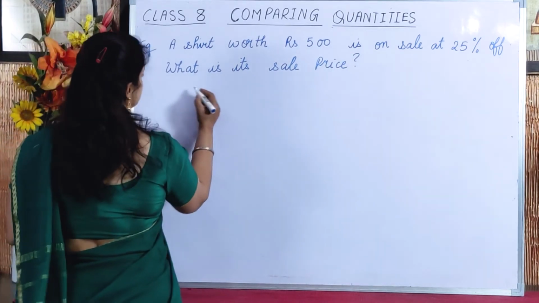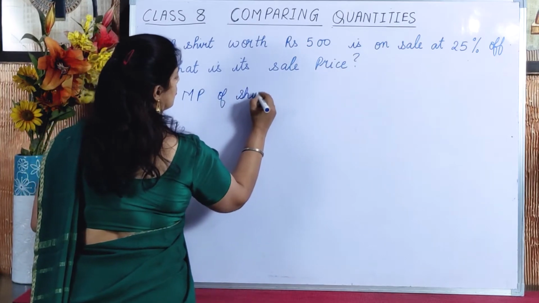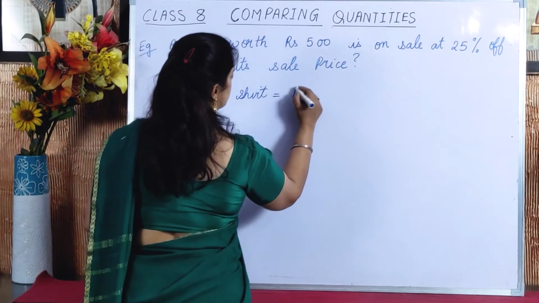Sale price is the price after the reduction of the discount from the mark price. So what is given to us? Mark price of the shirt is given to us, which is rupees 500.